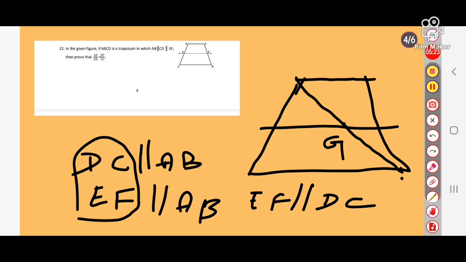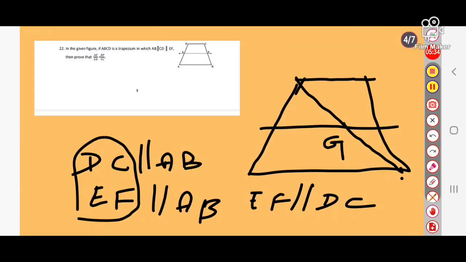Now with this, I will add a new page. AE by ED is equal to BF by FC, right? Yes, AE by ED. Okay, this one. Sorry, this is D, E, A, C, F, B.